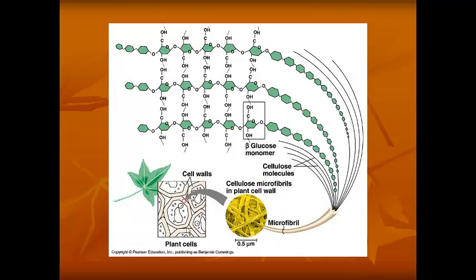Here you see a picture of what cellulose looks like, and you can see it's not just made up of 10 glucose molecules, beta glycosidic bonded together, but is made up of hundreds or thousands of glucose monosaccharides.